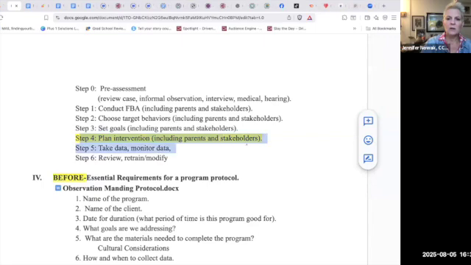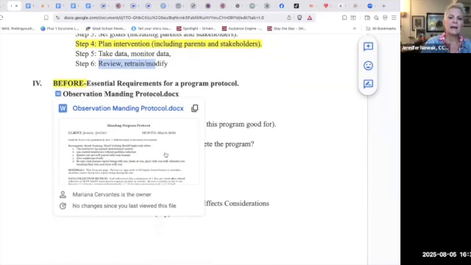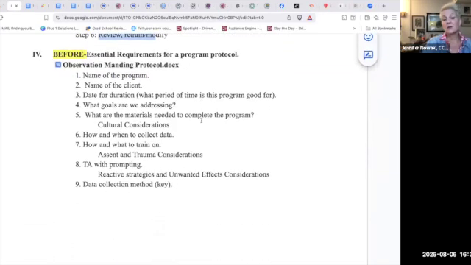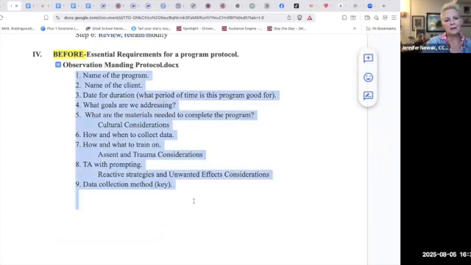And so today, again, what we're going to talk about is, so how do we plan that intervention? And planning the intervention will include how to take the data and should include, although it's probably in the behavior plan, how to review or retrain or modify. So before we jump into what the plan looks like, I want to talk about some essential requirements for a program protocol. And again, these are just some real basics, some minimum necessary.